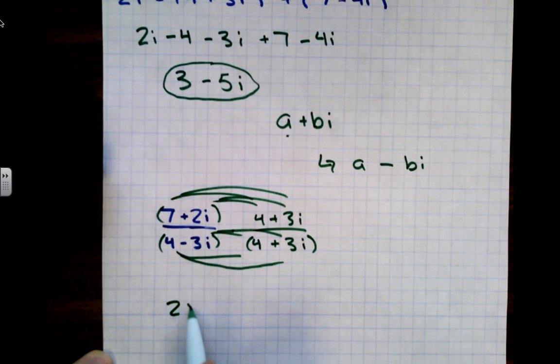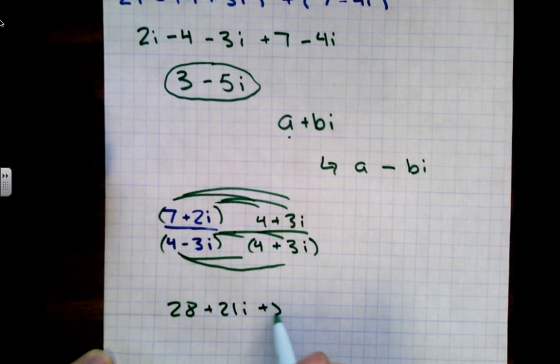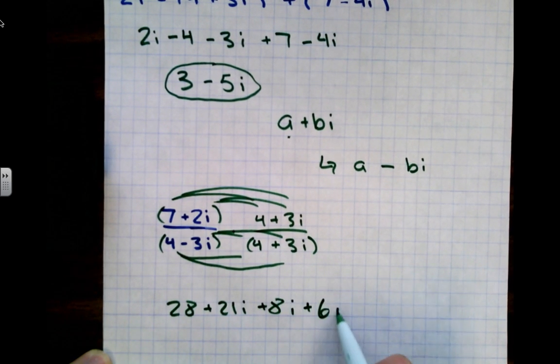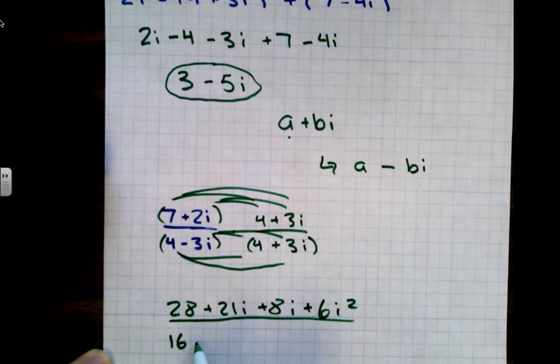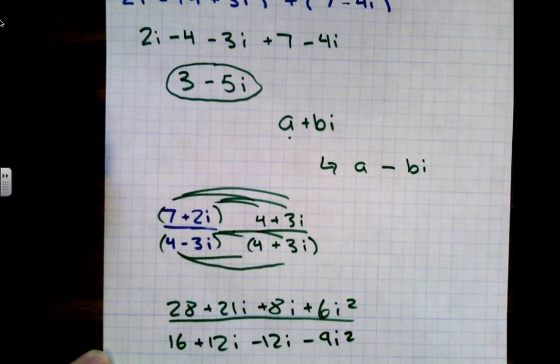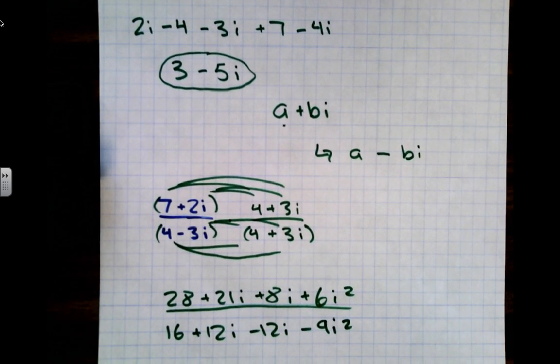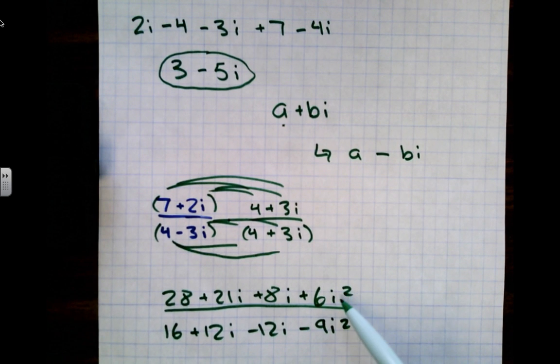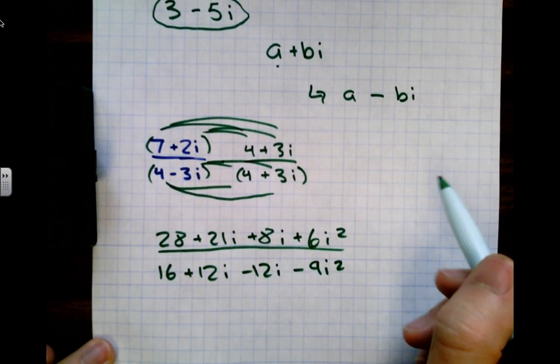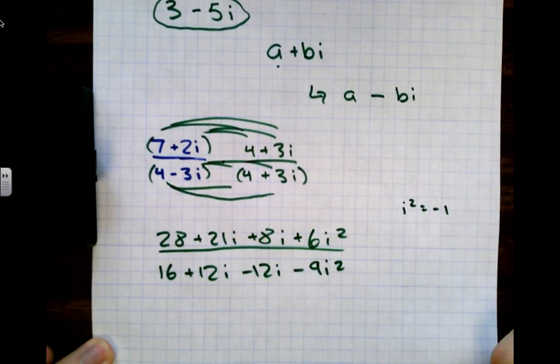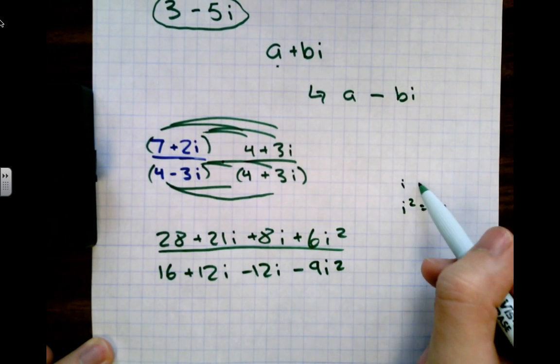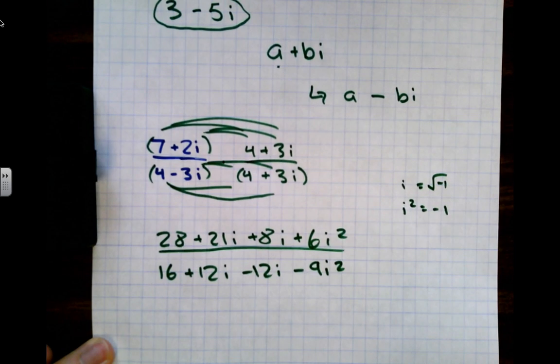On the top, what I come out to is 28 plus 21i plus 8i plus 6i squared, all that being over 16 plus 12i minus 12i minus 9i squared. And now from here I'm going to go through, combine the like terms, and I'm going to use the fact that i squared is equal to negative 1. And we know that because by definition i is equal to the square root of negative 1.